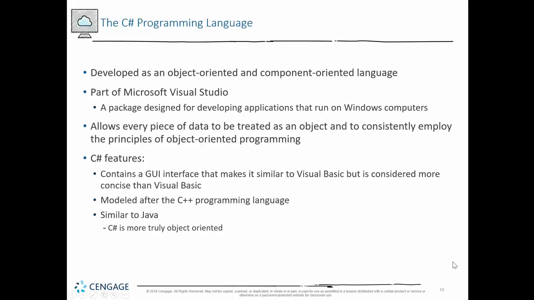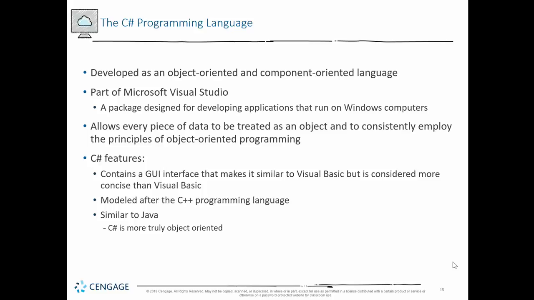All right, now let's talk a little about the C# language in particular. C# was developed as an object-oriented programming language. As mentioned there, it's part of the Microsoft Visual Studio line. We'll talk about that, but just not today.